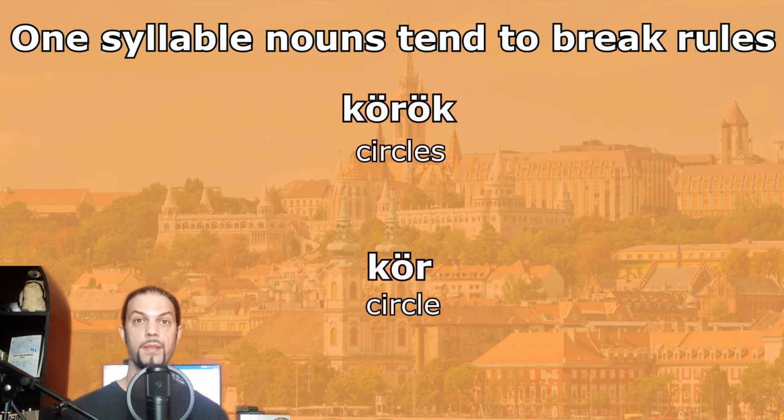Körök means circles. Kör is circle. This word actually follows the normal conjugation rule.